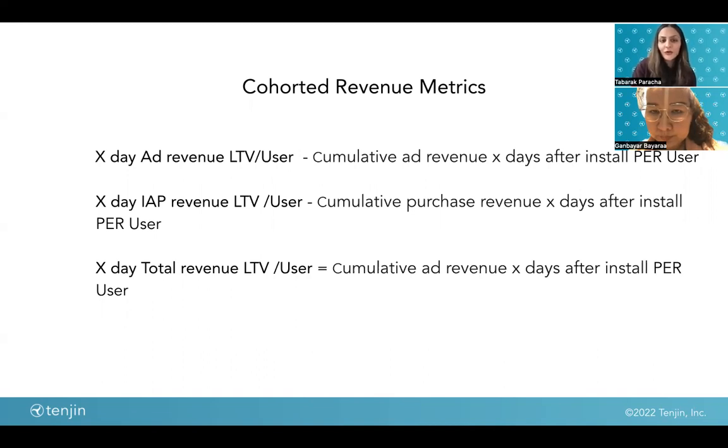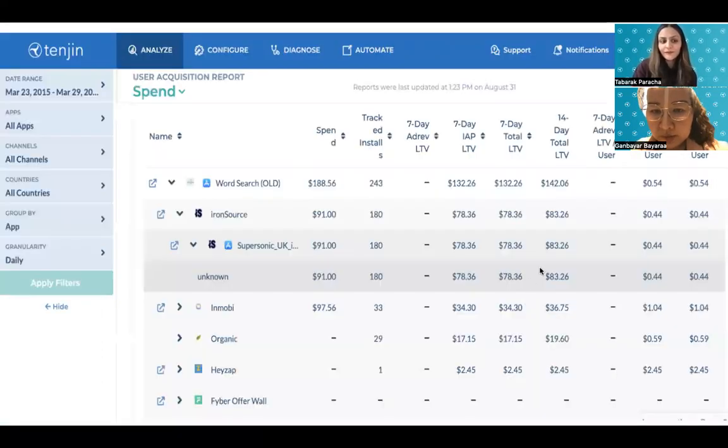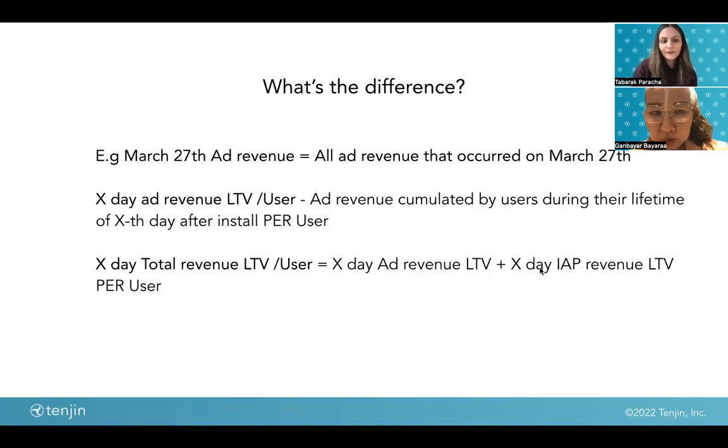And how are cohorted metrics different from, let's say, ad revenue or total revenue metrics? Yeah, so there's a little bit of a difference. Let's say on March 27th, the ad revenue is $100. So the ad revenue metric will signify that you will receive $100 for this day from your ad monetization network specifically. So it can be ad revenue that's coming in from a user that installed 1 year ago or even yesterday. So it doesn't make any distinction.